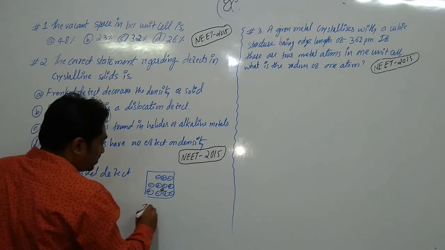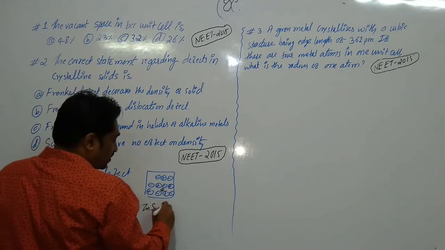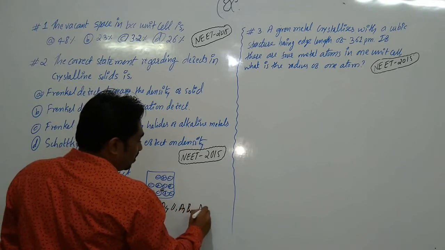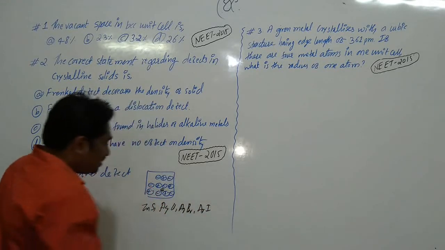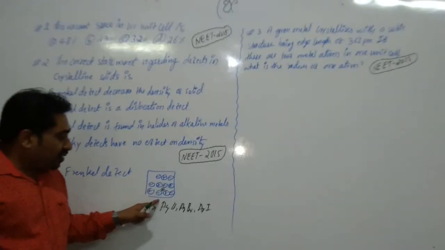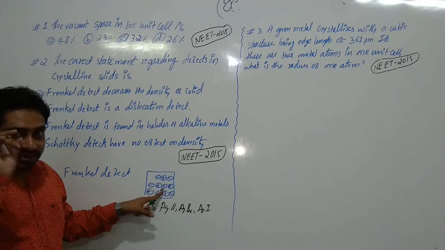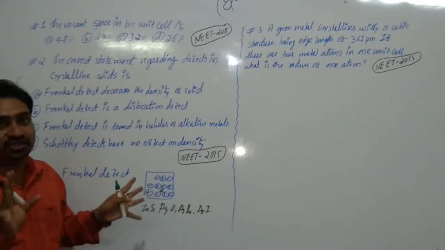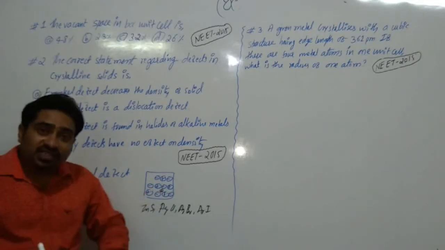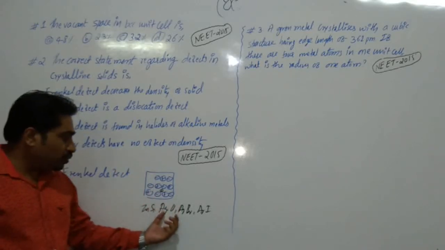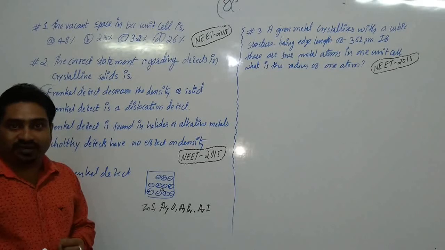Such a defect is observed in crystals like zinc sulfide, silver chloride, silver bromide, silver iodide. Especially this defect is observed in crystals in which the size of the cation is small and the size of the anion is larger, meaning there must be a large difference between the sizes of the anion and the cation. In such compounds you can observe Frenkel defect.